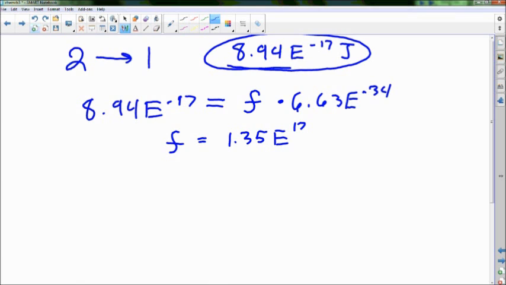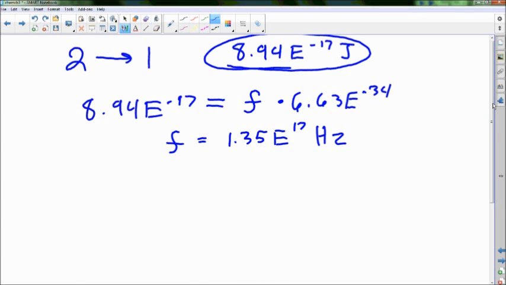Okay, and if you remember, when we're talking about frequency, the unit for that is going to be hertz. So just a reminder, that means that when this wave comes out, if you measured at a certain place, 1.35 times 10 to the 17th waves would go by that spot every second. Remember, the whole point is that those are moving very quickly at the speed of light.